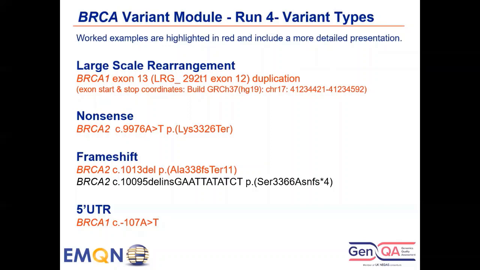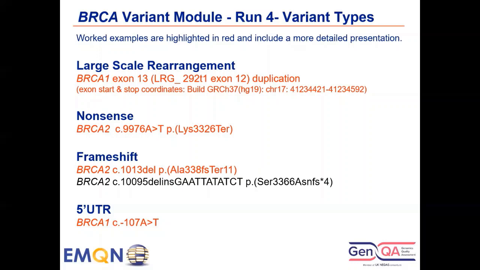These are the different variant types that we interpreted on this module. The first one being a large-scale rearrangement in BRCA1. This was traditionally named exon 13, but is now named exon 12. It's LRG_292t1, and this is a duplication. The exon start and stop coordinates on build 37 are on chromosome 17 at 41234421 to 41234592.